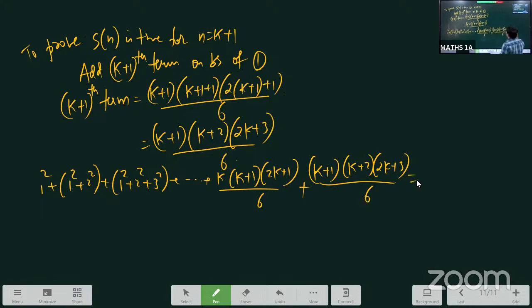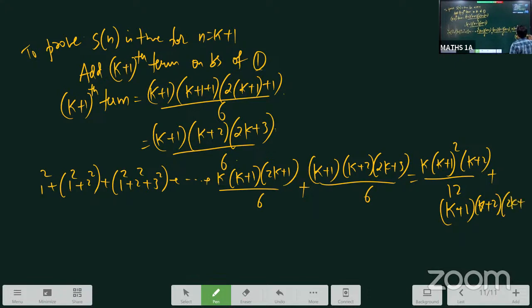That is equal to, what is that? K into k plus 1 whole square, k plus 2 by 12 plus, again add this part, that is plus, I'm writing down k plus 1 k plus 2 2k plus 3 by 6. Now I am going to solve this RHS. Is it clear? See, same term has been added on both sides of equation 1. Is it clear?